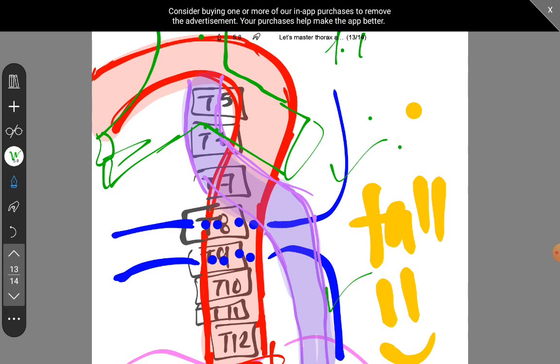For the right side, we've got the esophagus on the upper part, besides the thoracic duct. The thoracic duct is behind the left border of the esophagus. On the left side, we've got the esophagus as well, but on the lower part, besides the left lung and pleura. Great. What are the branches?